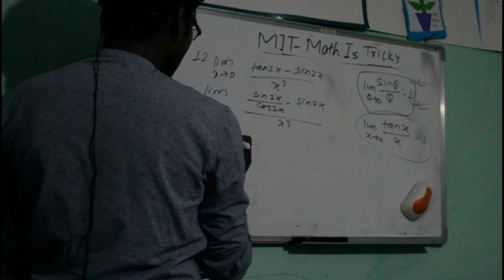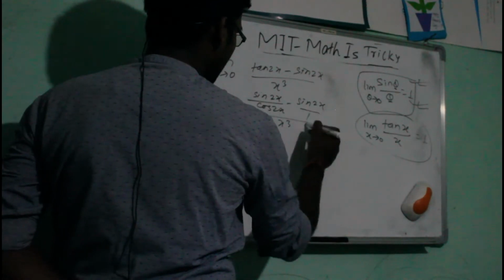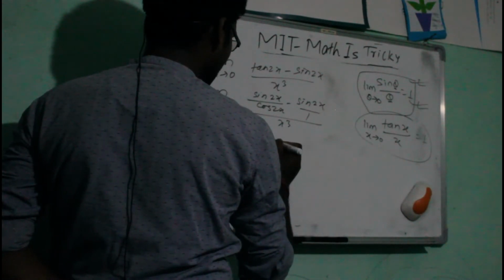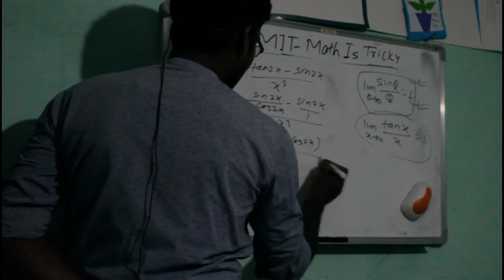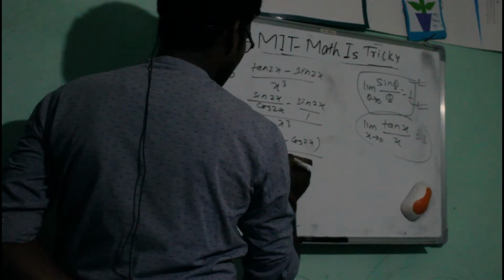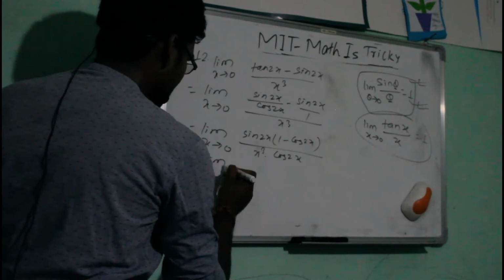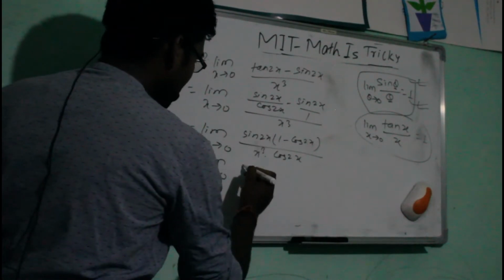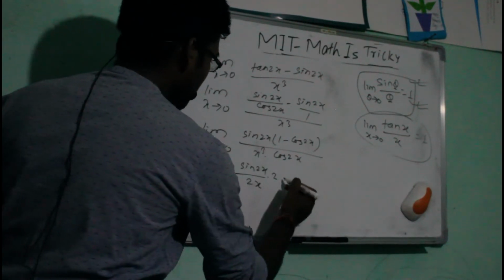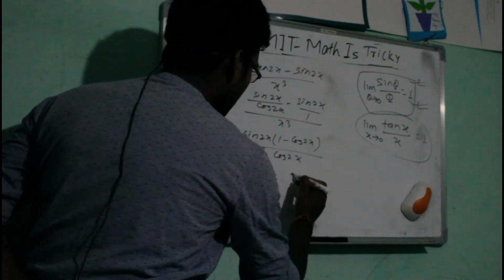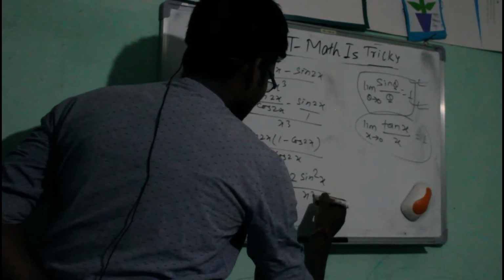So now let's write x tends to 0. After taking the LCM, let's take sin 2x as common, so it is (1 minus cos 2x) by x cube into cos 2x. Now we can write it like this: limit x tends to 0 of sin 2x by 2x. To balance this, I'm writing 1 and 2 here, and then for this we can write one formula, 2 sin square x by x square.